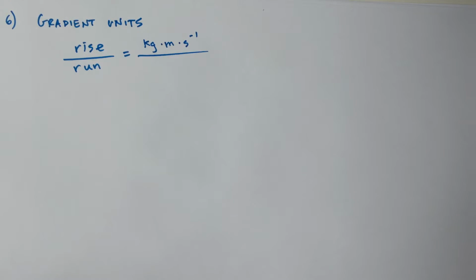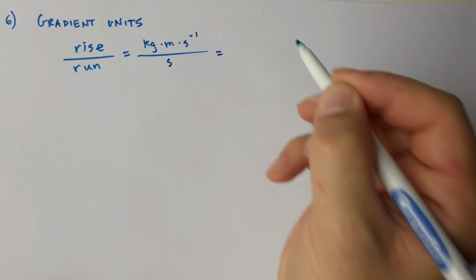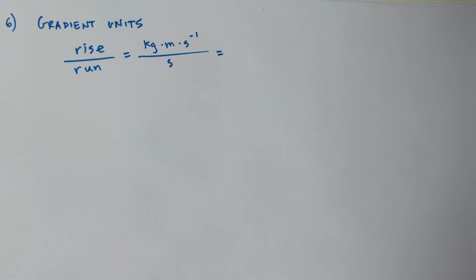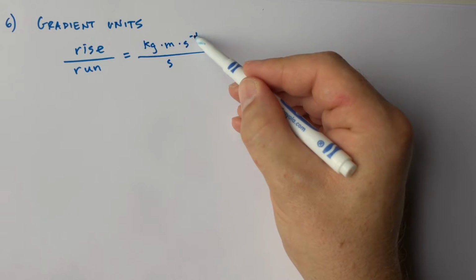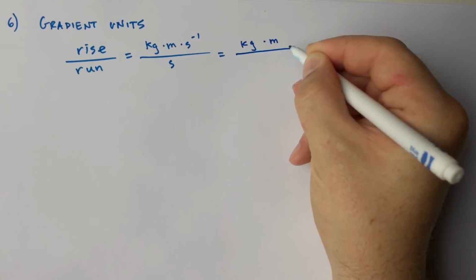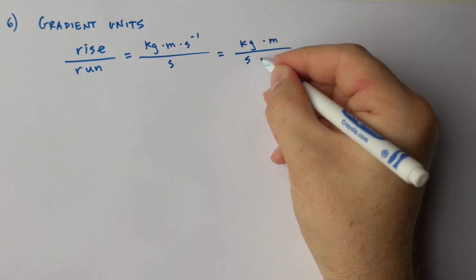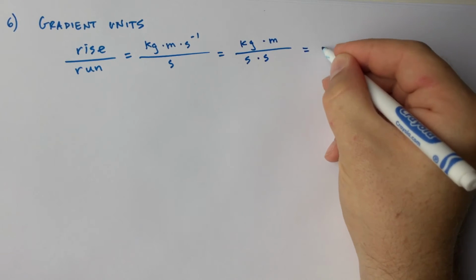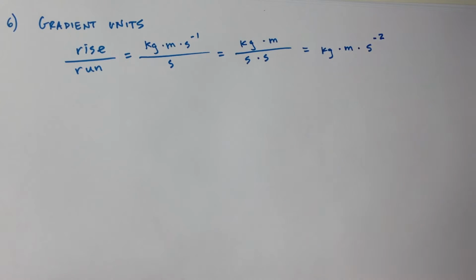All right. So here we say our run has units of seconds. What does this simplify to? Well, it's tricky because you can't cancel this seconds and that one, because this seconds is really on the bottom, right? So we could rewrite this as kilograms times meters over seconds on the bottom here, and this seconds on the bottom. Or kilograms times meters times seconds to the -2.